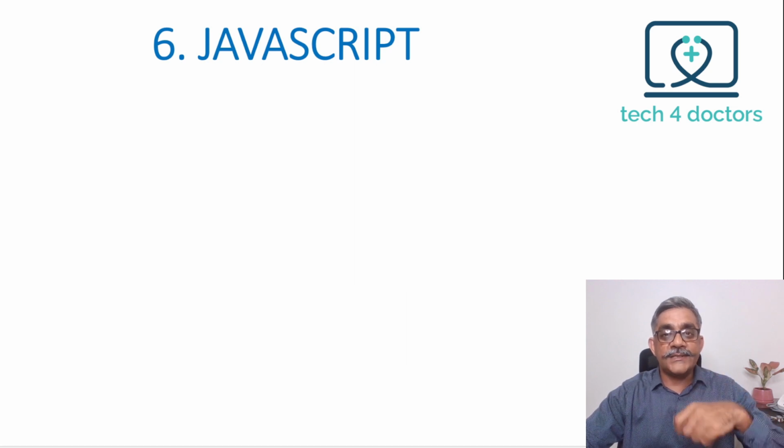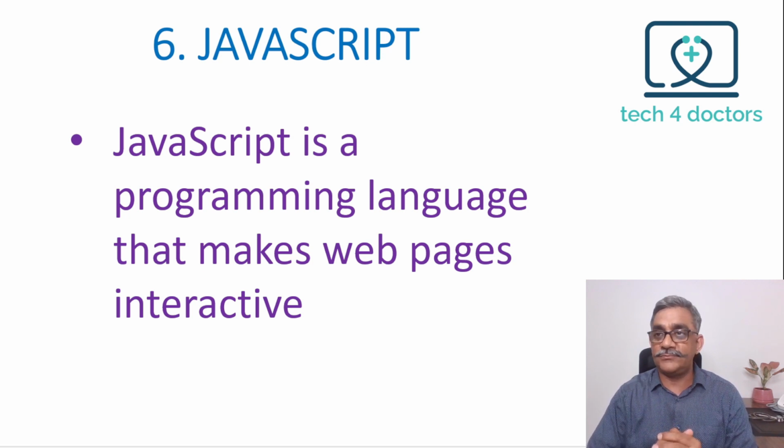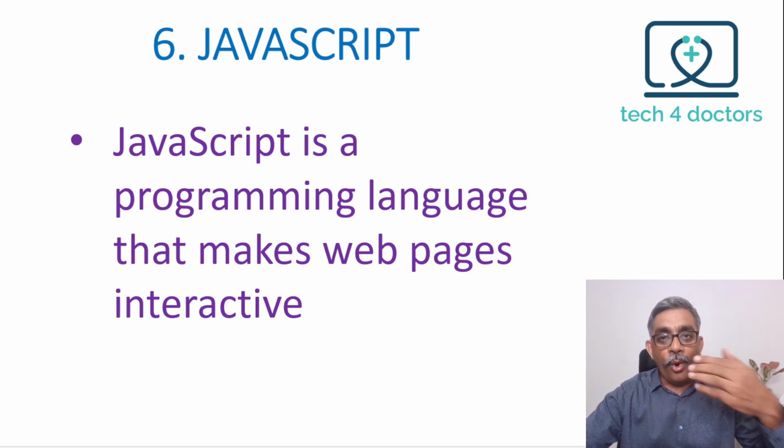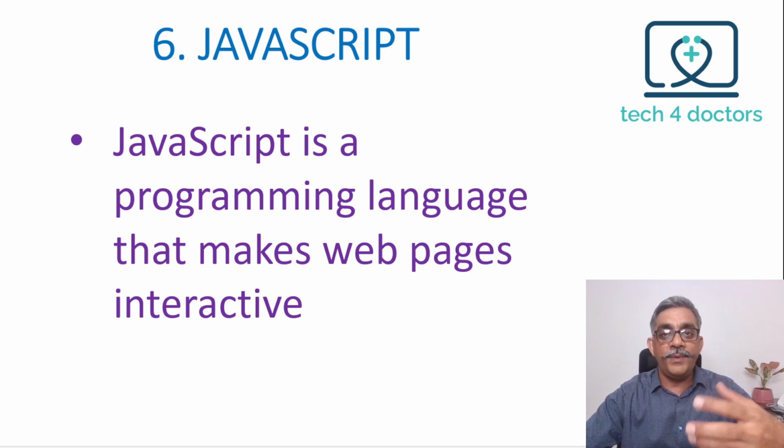The sixth term is JavaScript. Now, JavaScript is one of the most commonly used programming languages to make your web pages interactive. Animation, different colors, you click on a button, it changes color. All that interactivity on a web page is brought about by the programming language JavaScript.